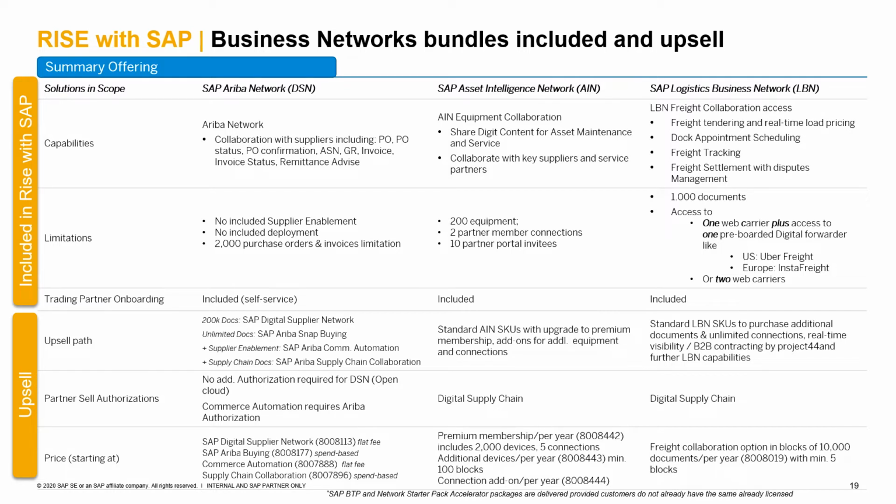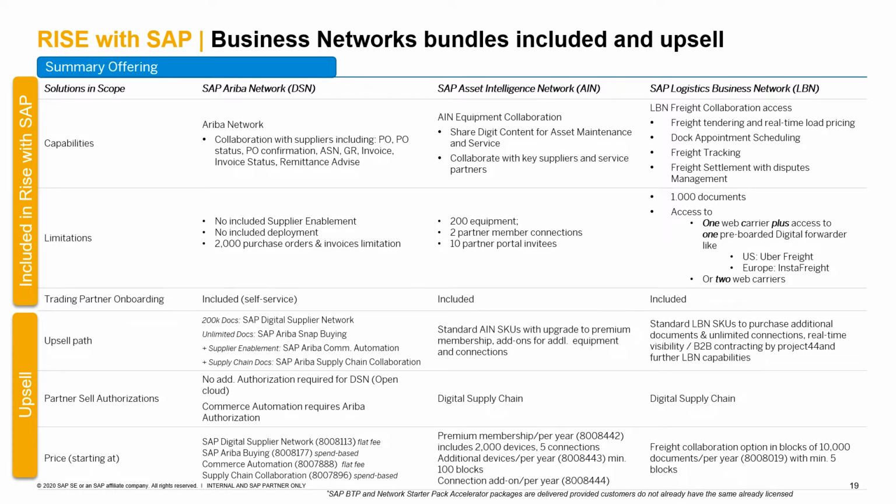Now that's what's included. Next, let's take a look at the opportunity for you as a partner to upsell your customer. So while the customers get a starter pack, it whets their appetite for more. They see what the benefits and capabilities are and what the impact is for their organization. So there are upsell items and material numbers for each of these: the Ariba Network, the Asset Intelligence Network, and the Logistics Business Network. I do note that there are some partner sell authorization requirement impacts.